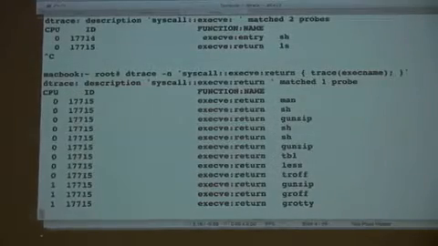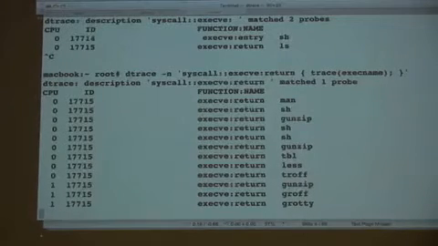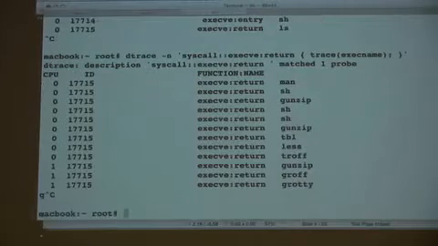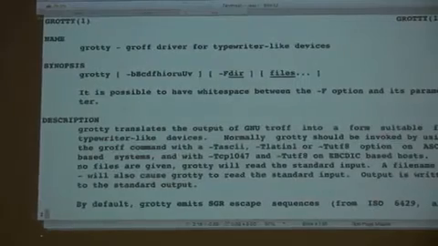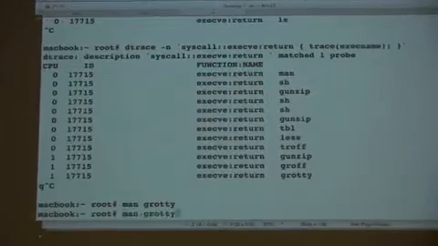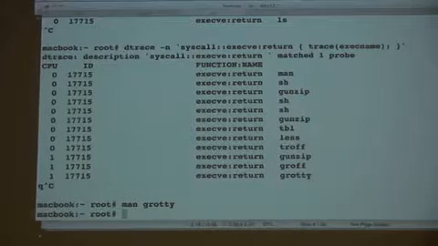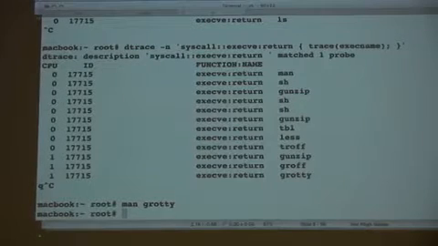Grotty? What's Grotty? Grotty, graph driver for typewriter-like devices. Oh, okay, cool. Which I have, yes. So there you go, exciting. I can discover things I didn't know before.